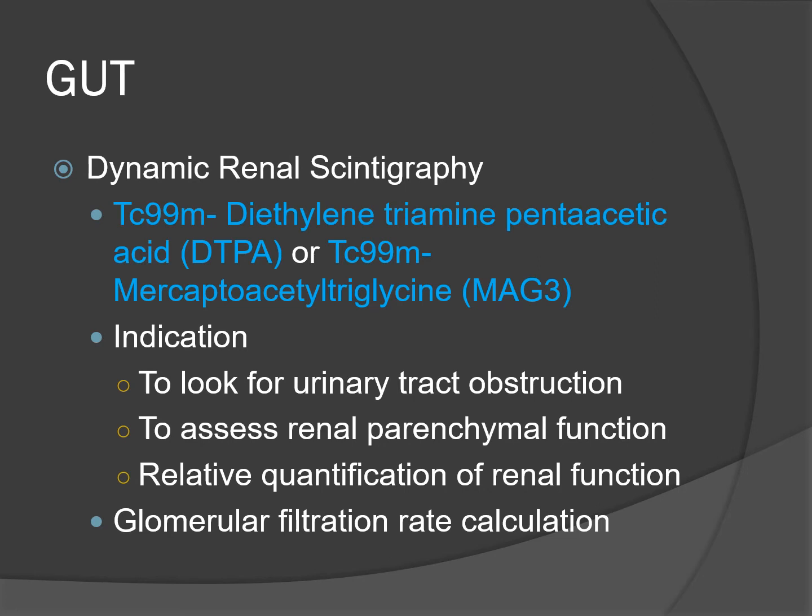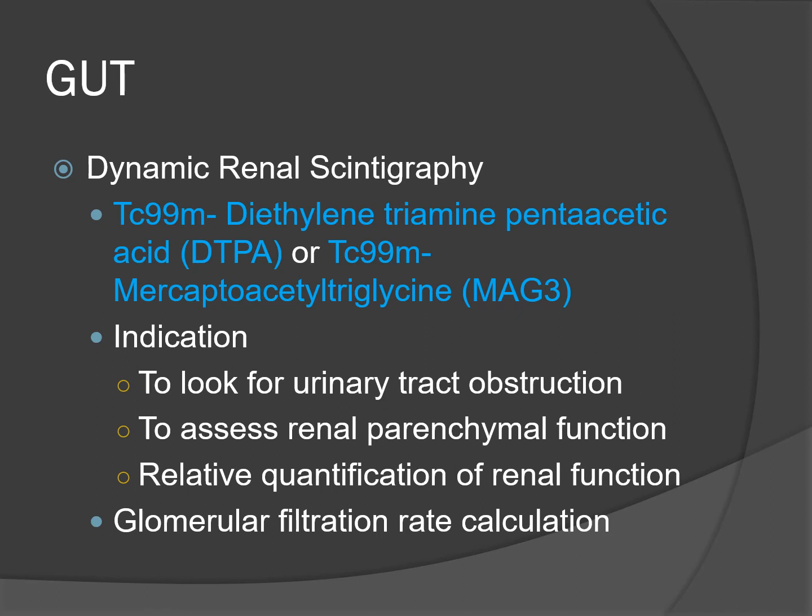Okay, we go to the GUT, dynamic renal scintigraphy. Dynamic renal scintigraphy, we use to look for urinary obstruction, to assess renal function and relatively quantify renal function. And also we can use it to calculate the glomerular filtration rate.